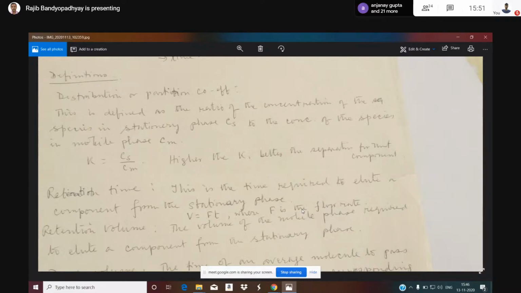And after that, it's a strip recorder or a computer, where you get the entire output. And this output is known as the chromatogram. The chromatogram. What will be the x-axis and what will be the y-axis?